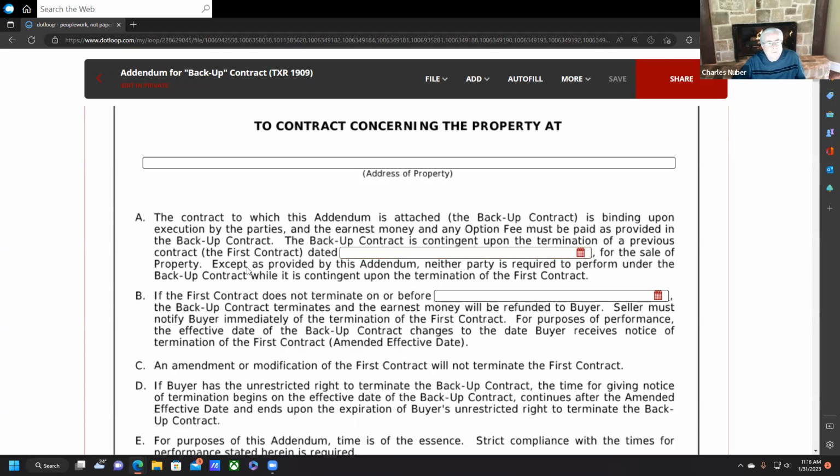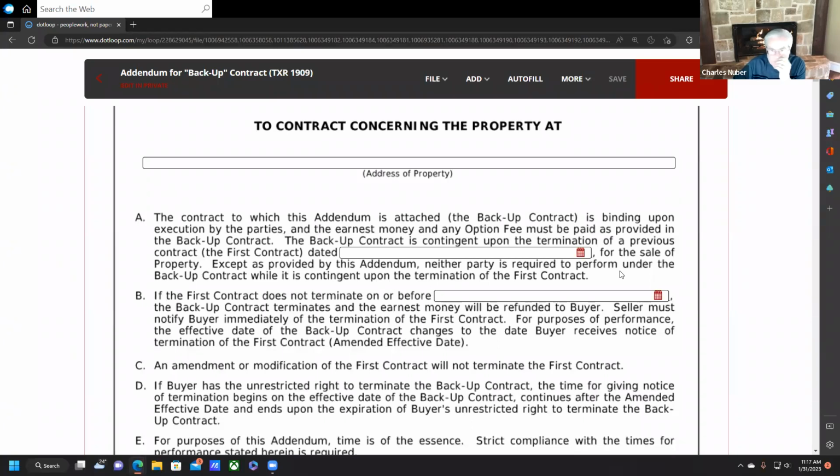For the sale of property, except for as provided in this addendum, neither party is required to perform under the backup contract. This is where people get this addendum wrong all the time. It says right here, we don't have to perform, but it does say except as provided in this addendum. And they put here that you need to deliver earnest and option, okay? So don't forget to get that done.